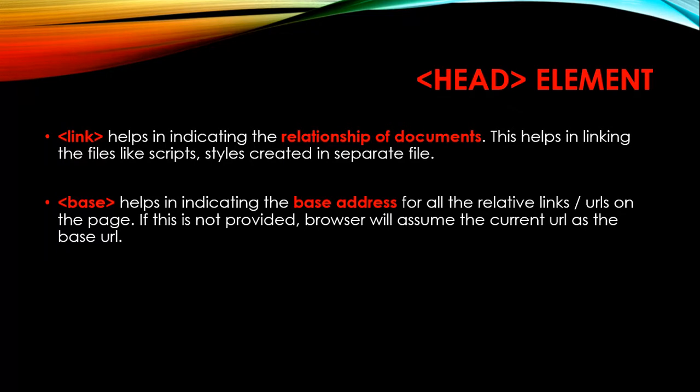The link tag helps in indicating the relationship of documents, and this helps in linking files like scripts and styles created in a separate file. So what does it mean? We created styles and scripts earlier in the previous video. If you want to insert JavaScript, we can use the script tag. If you want to insert styles or CSS, we can use the style tag. So what if these styles or scripts become more complex or lengthier?